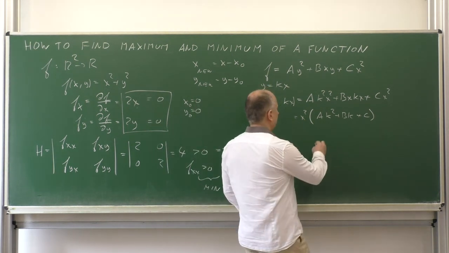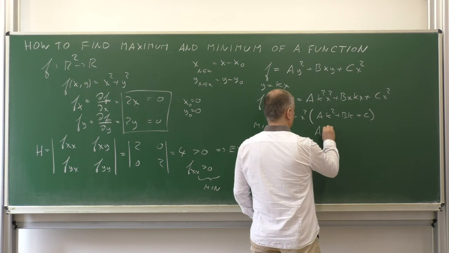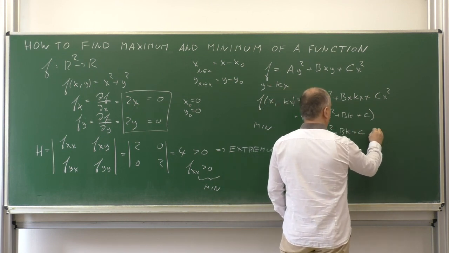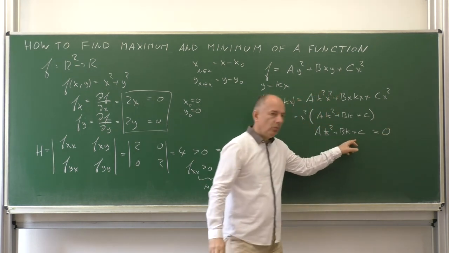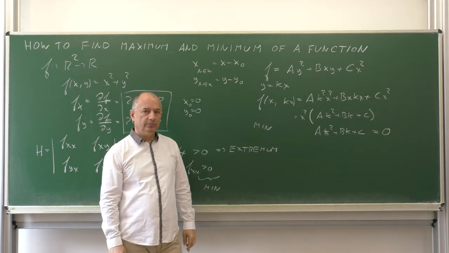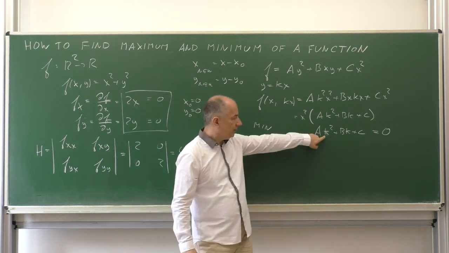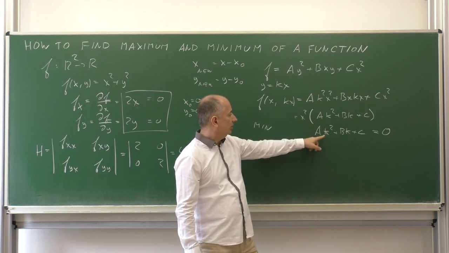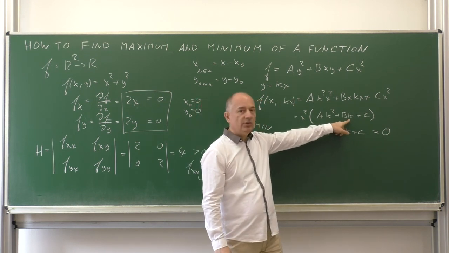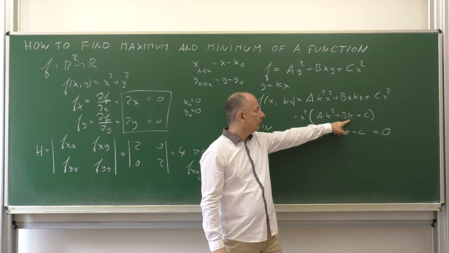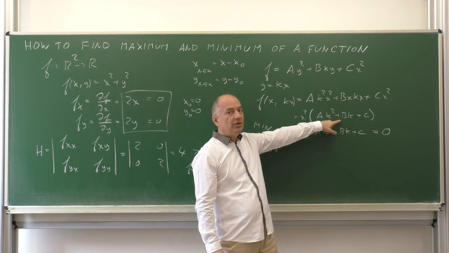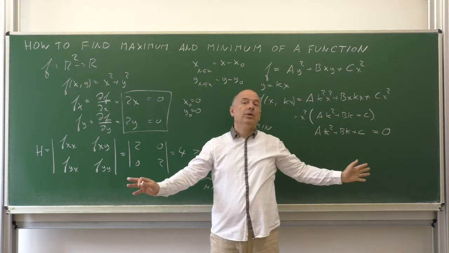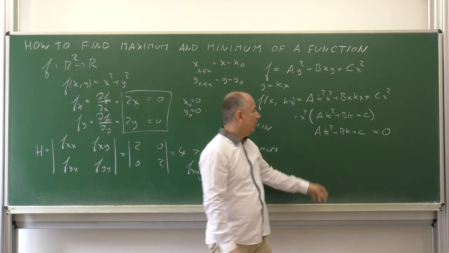So if we just write this equation, a k squared plus b k plus c, we don't want this equation to have a solution. We don't want a k, that means a direction, where this bracket changes the sign from positive to negative. Because if it changes the sign, it means that in some direction it goes up, in some direction it goes down. No extremum. We don't want this to have a solution.